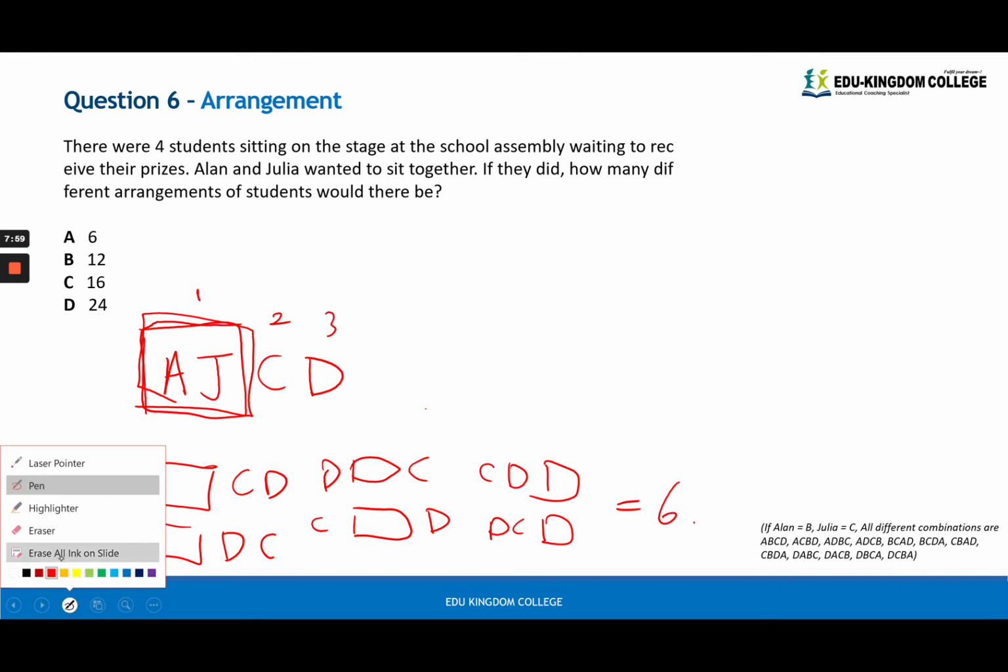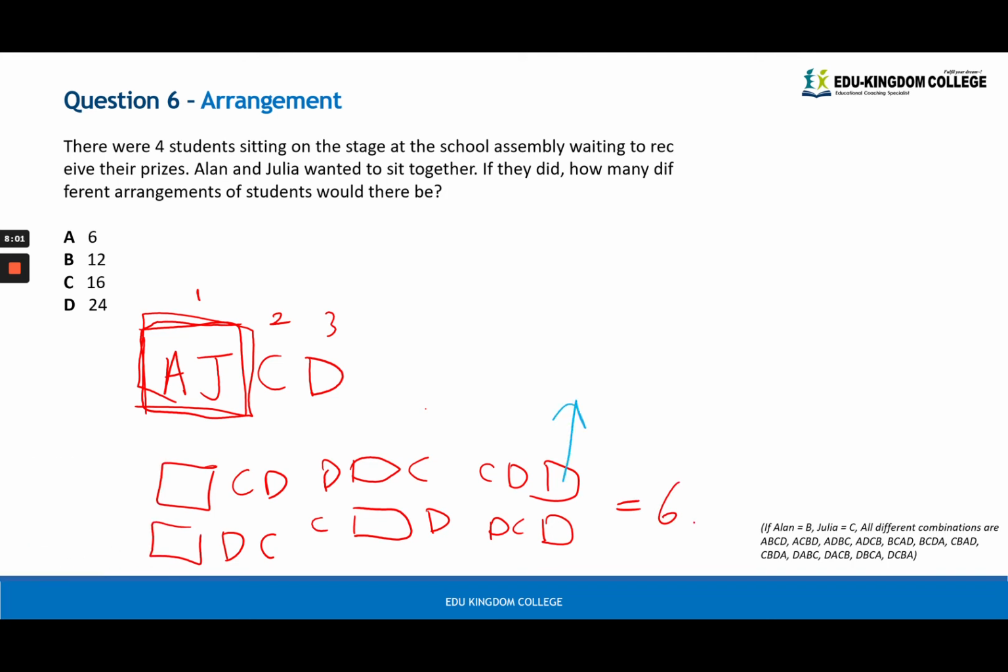Now you have to realize in each of these boxes, right, we can also switch Alan and Julia. Alan and Julia or Julia and Alan. So I'm going to double this for the second combination. That gives 12 for option B.